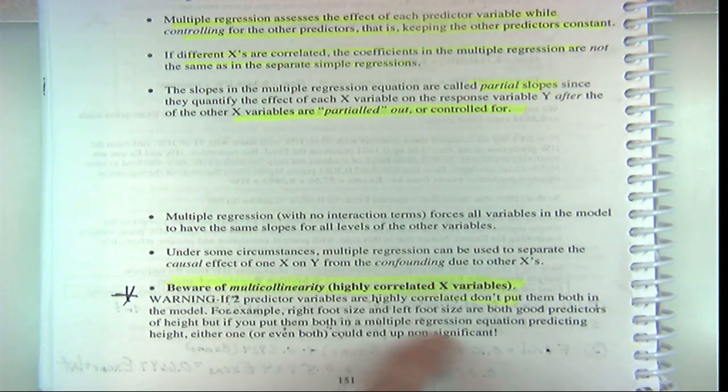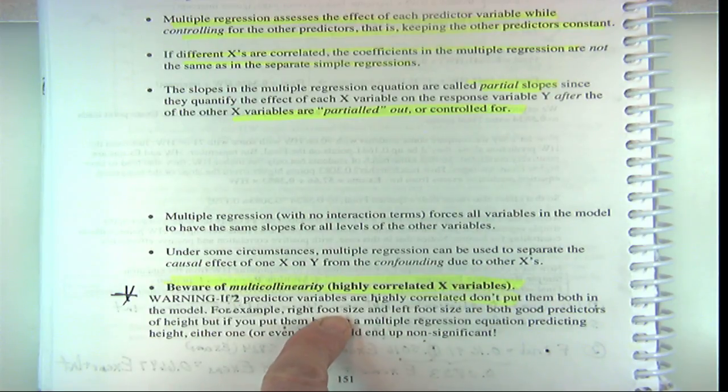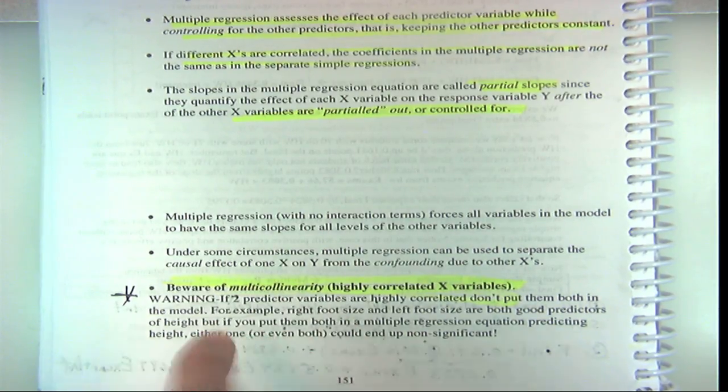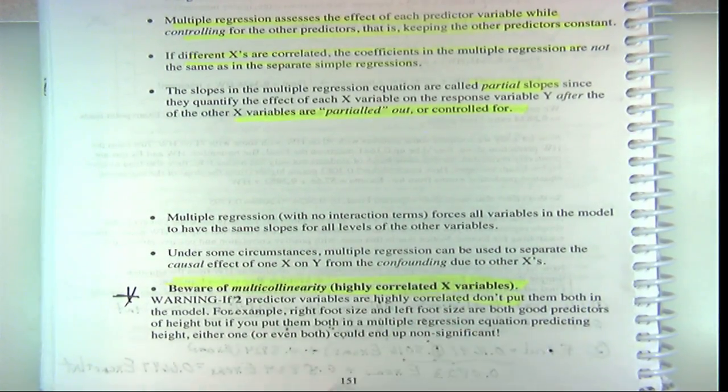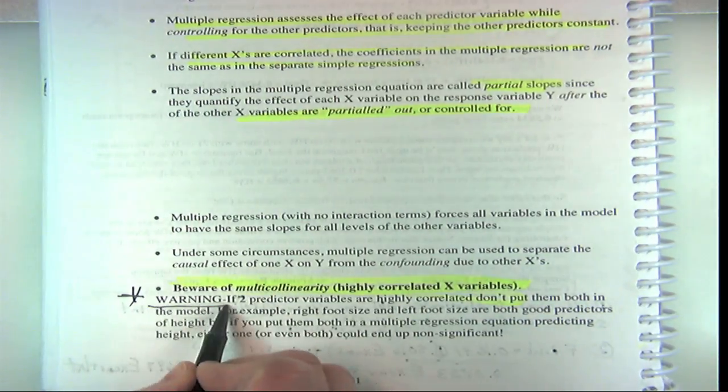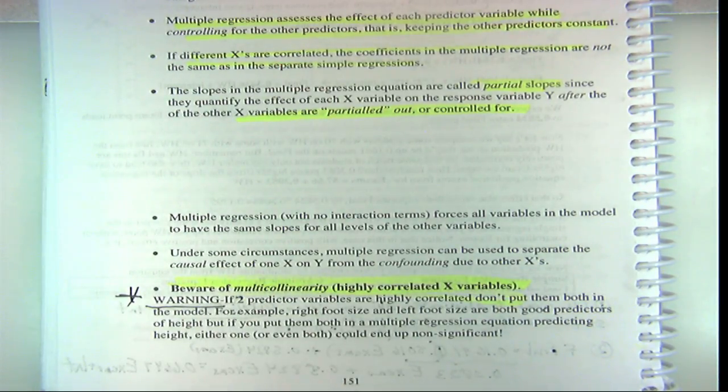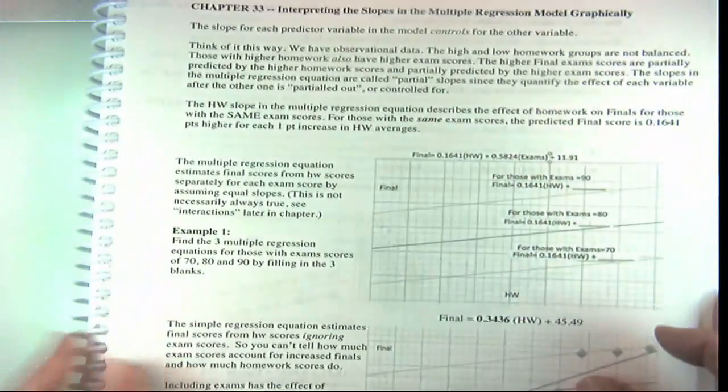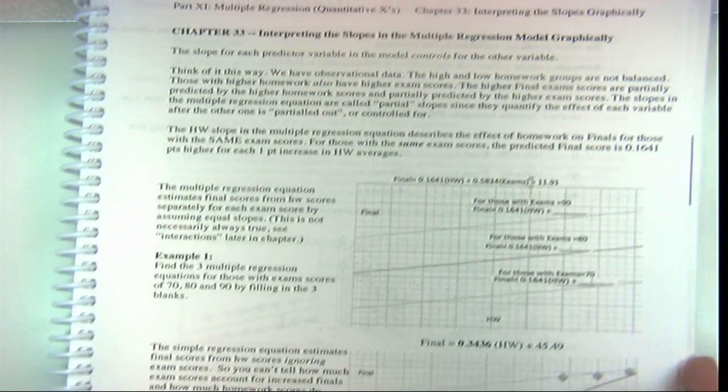Because think of it this way: if the right foot size is in there, adding the left is not going to add any more information. It's just going to make it hard to fit, when any linear combination of the two of them would do a pretty good job of predicting it. So it screws up your model. So it's really important not to do that. We'll see examples later on of that happening. Now, I think that's pretty much it and we'll start here next on Thursday.